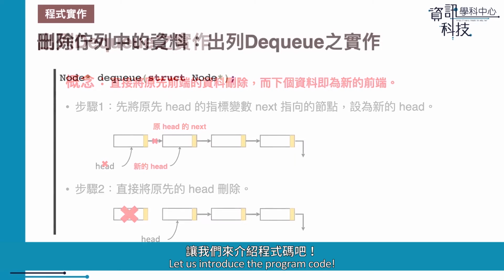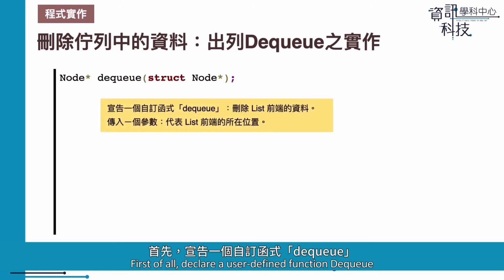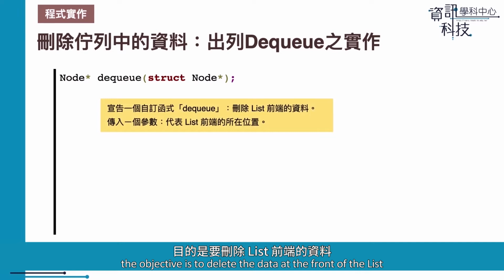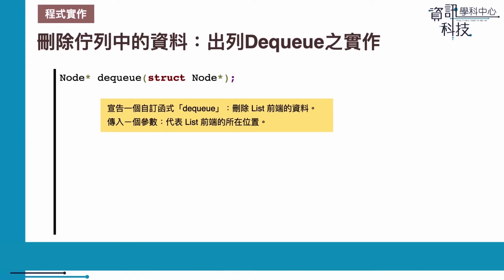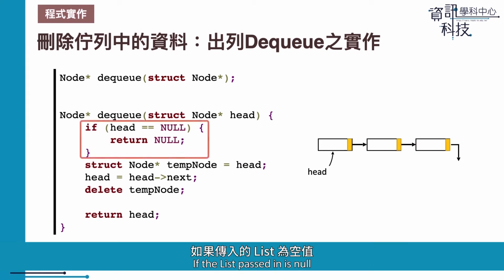Let us introduce the program code. First of all, declare a user-defined function dequeue. The objective is to delete the data at the front of the list. Therefore, a parameter will be passed in representing the position of the front of the list. How to implement dequeue? Step 1. If the list passed in is null, it means that currently there is no data in the list. Therefore, no node can be removed, and hence an empty value null will be returned.